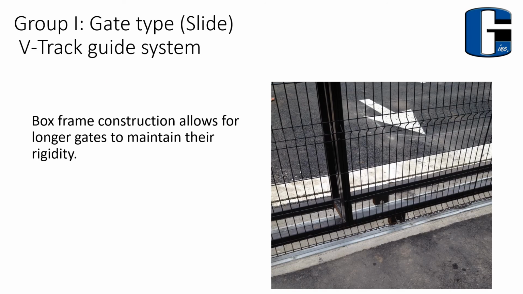Here is a picture of a box frame gate where it has 2 gate frames that are separated and connected by a box frame assembly, and it has 2 V-track guide rails. Not a very common method, but it is something that's employed for much longer, larger gates that need to have more stability to them, and so a box frame is preferred.